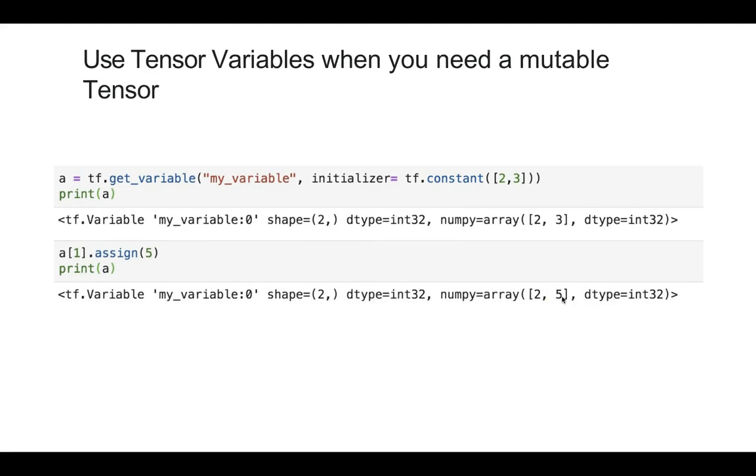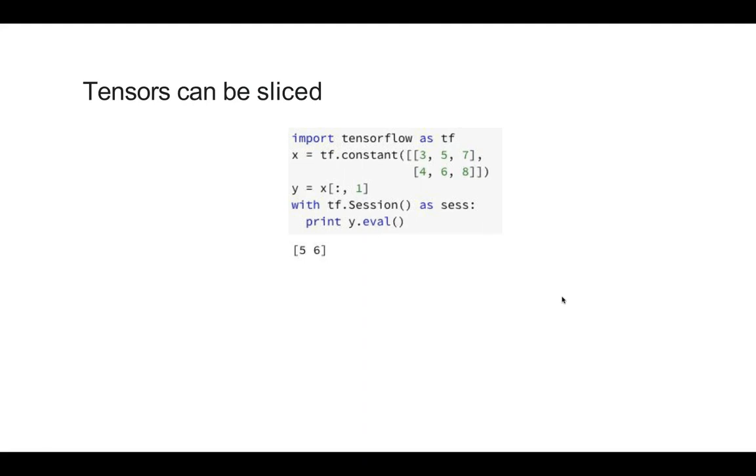But for the weights, there are other better initializers. Usually we use the truncated normal initializer, which initializes from the Gaussian distribution, but removes outliers. Tensors can also be sliced, is what this is showing.